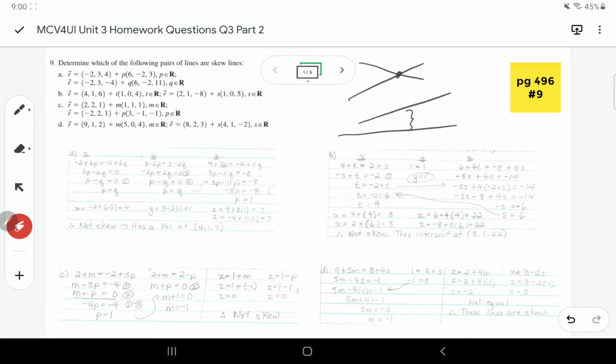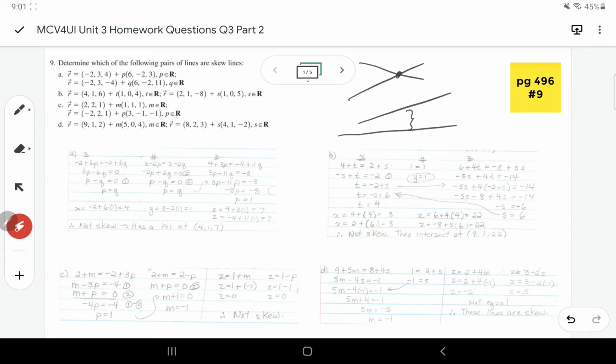So then we know q is also 1, and if we can find values for those parameters, those variables in our parametric equations, the s or t or p or q, if we can solve for those, then there is a point of intersection, and we just sub those back in to find the value, and that tells us for sure that those lines are not skew because we found a POI.